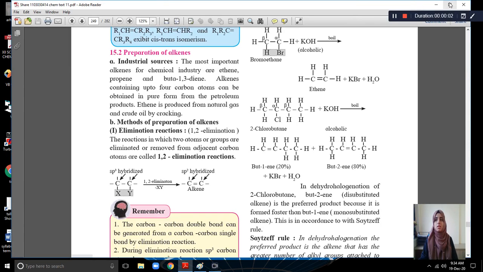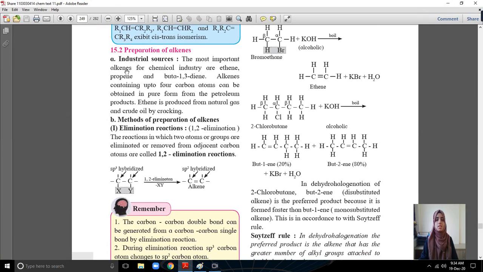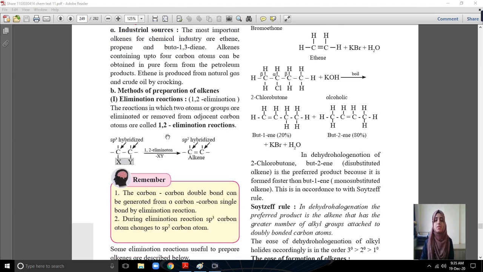Good morning everyone. In today's session we will discuss the preparation of alkenes. Alkenes are prepared by various methods. The most important method is elimination reaction. First is the industrial source, and the second method of preparation of alkene is elimination reaction.